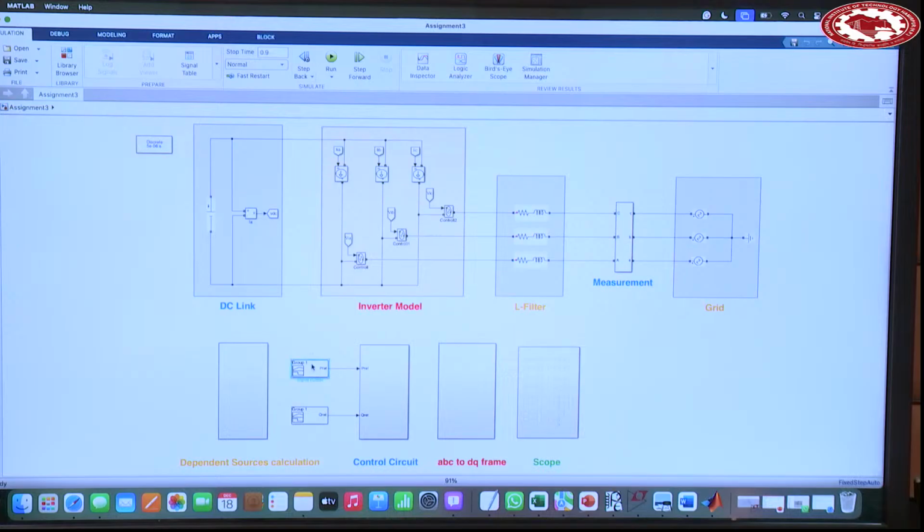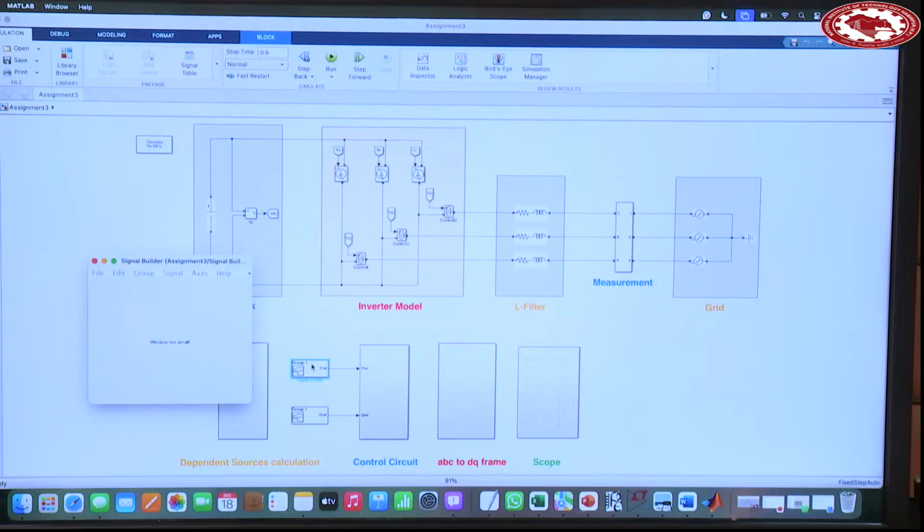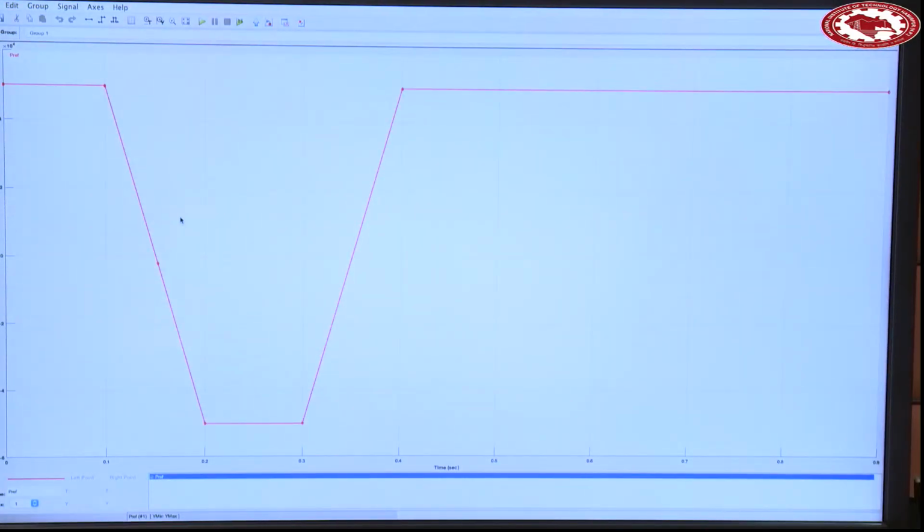I have given a random command for Pref and Qref. It should be 50 kilowatt initially up to 0.1, then it will reduce to minus 50 kilowatt, then again go to 50 kilowatt, then it will stay there. So we need to see whether it is changing or not.